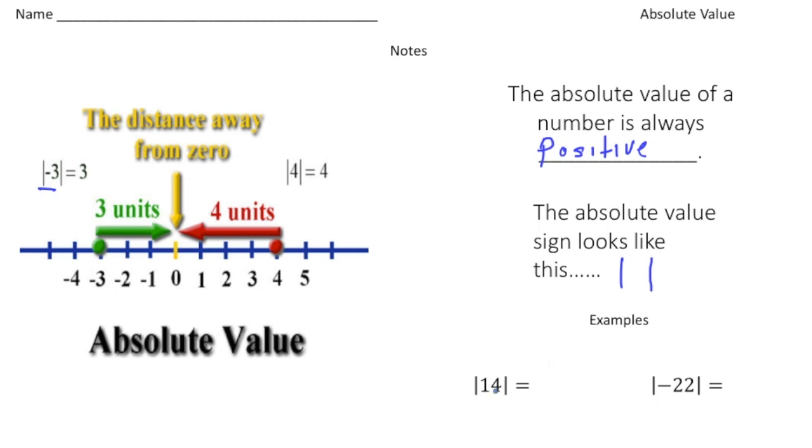So down here, we have the absolute value of 14. So that's going to equal 14. And then we have the absolute value of -2. Well, that's going to equal positive 2. And there it is. So remember, absolute value is always positive, and the sign is those two lines that go up and down.